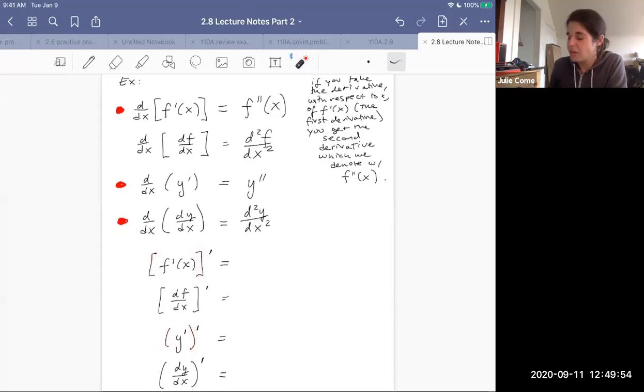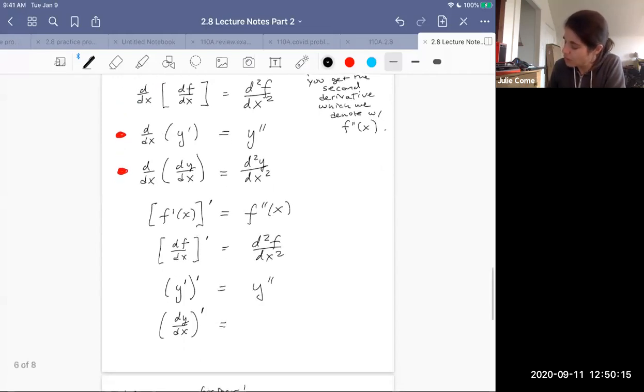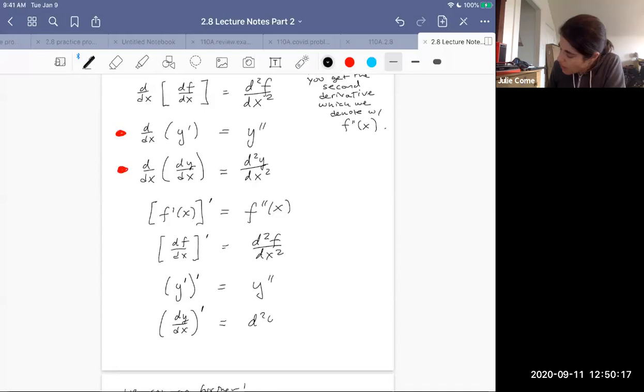Well, we end up with the same results. Remember that this prime means the exact same thing as take the derivative of this thing with respect to x. So on the right-hand side of all of these, I would have f double prime of x. This would be d2f dx squared. This would be y double prime, and this would be d squared y dx squared. And all of these indicate the second derivative of the function.